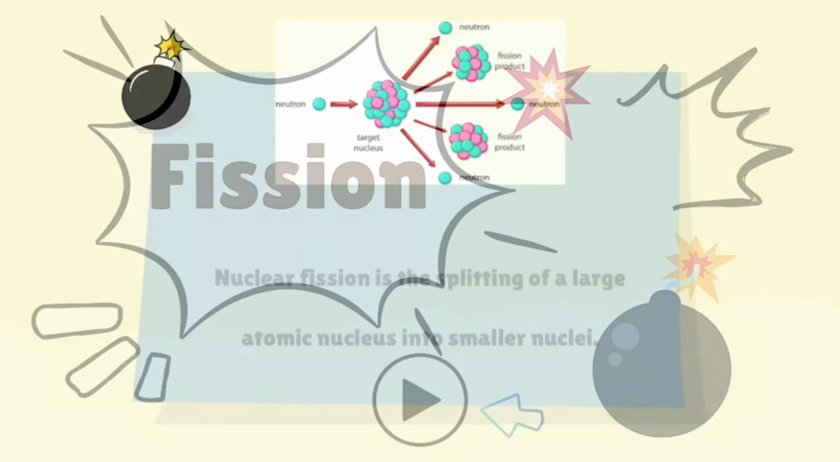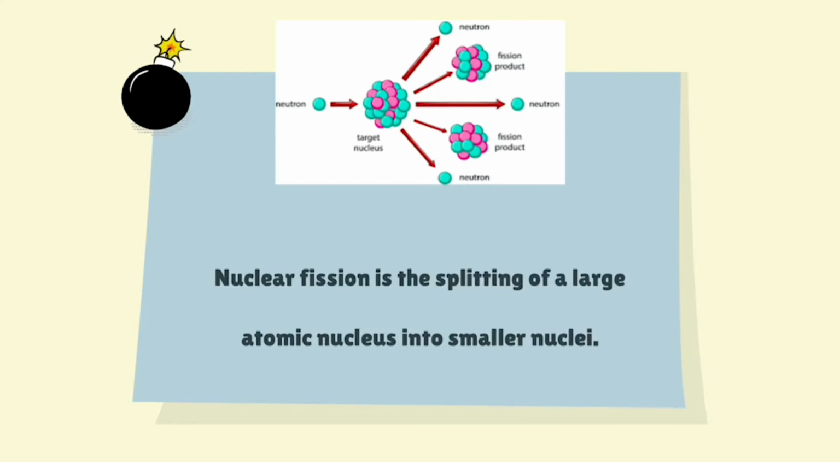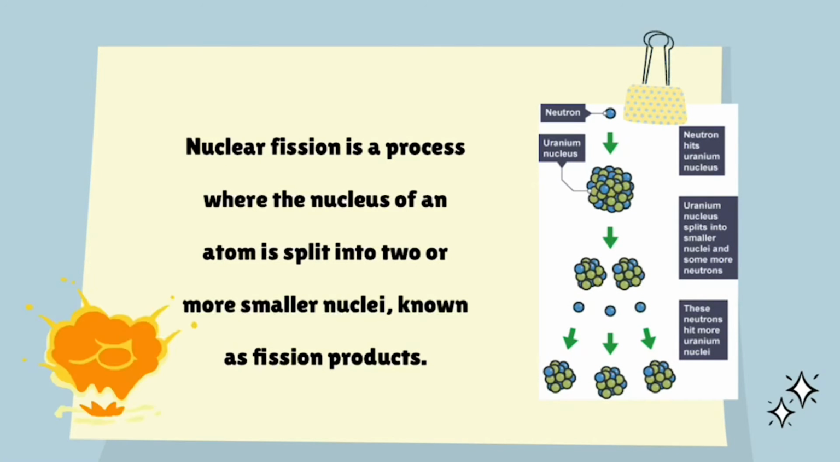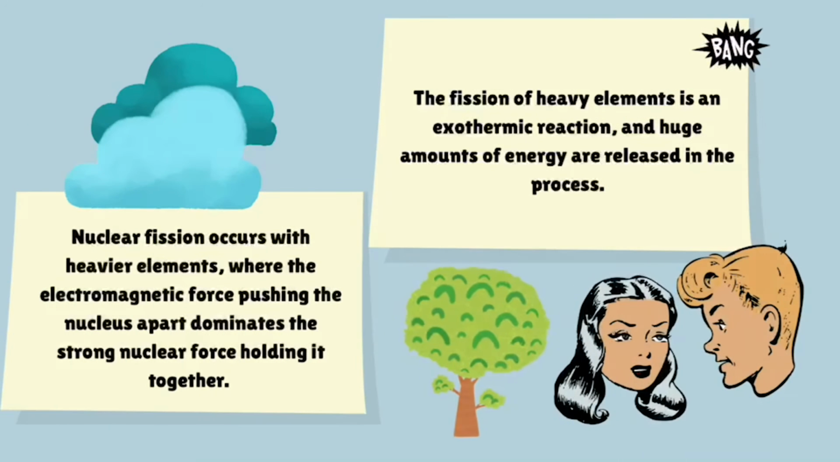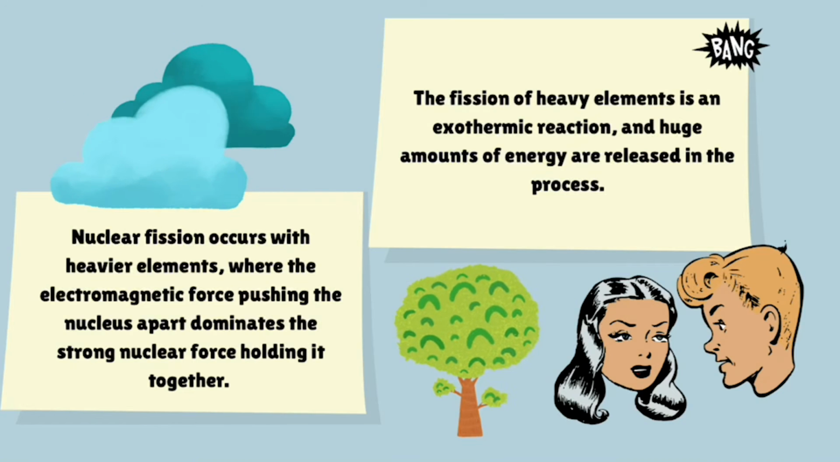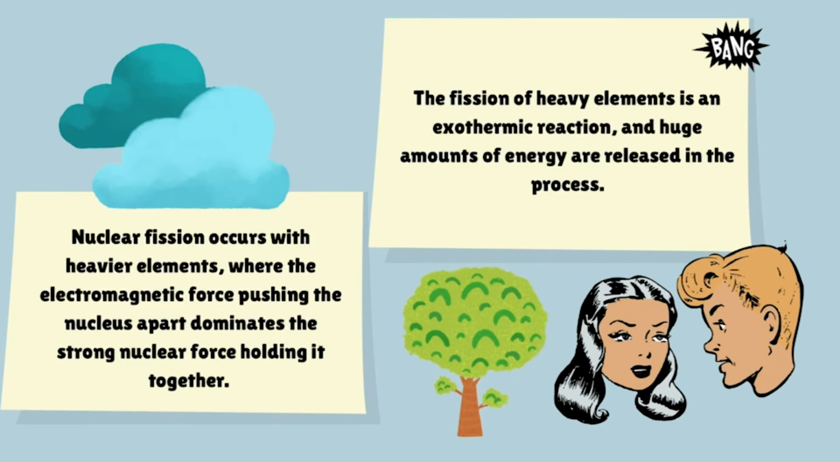Fission. Nuclear fission is the splitting of a large atomic nucleus into smaller nuclei. Nuclear fission is a process where the nucleus of an atom is split into two or more smaller nuclei, known as fission products. The fission of heavy elements is an exothermic reaction, and huge amounts of energy are released in the process.